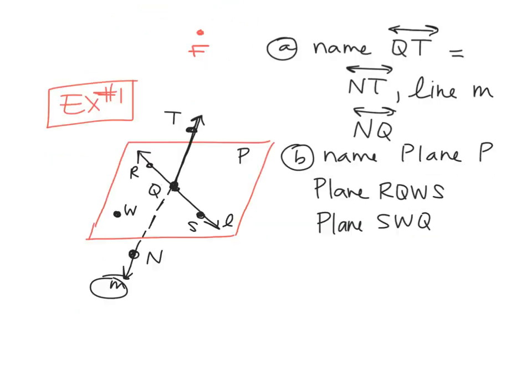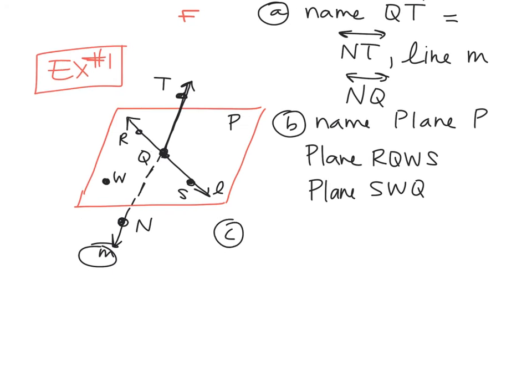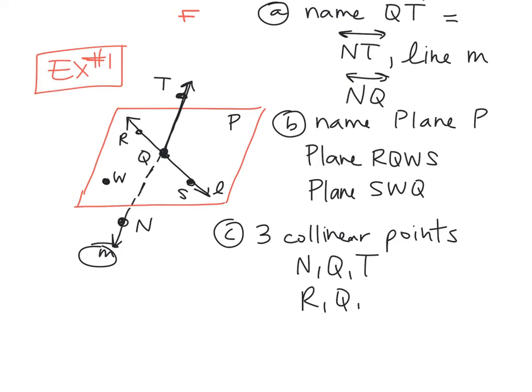Okay, how about 3 collinear points? Can you give me 3 collinear points? There's 2 answers you could give me here. Go ahead, Daniel. N, Q, and T. Mm-hmm. N, Q, and T, right? Because those are all on the same line. What's the other set of 3 points that would be collinear? Alyssa. RQS. Okay, so if they make a straight line, they are collinear.